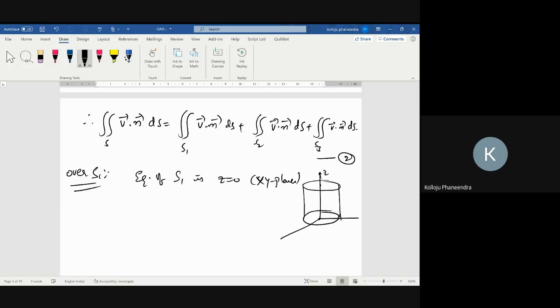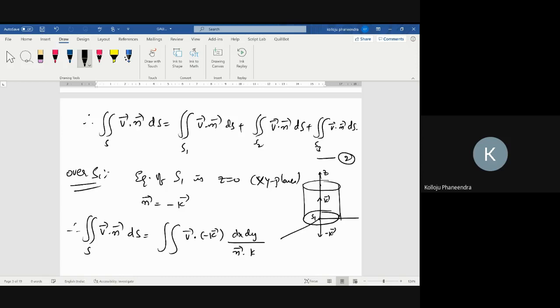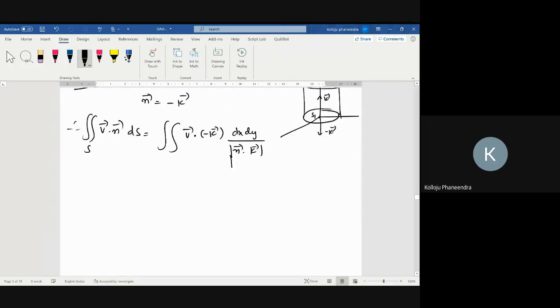Always this is the z axis, k bar is inside, this is S1, so minus k bar is outside, downward. So n bar equals minus k bar. Therefore, v bar dot n bar ds is v bar dot minus k bar. This is dx dy on the xy plane, divided by n bar dot k bar. So what is the value of v bar dot minus k bar? Minus z you will get.